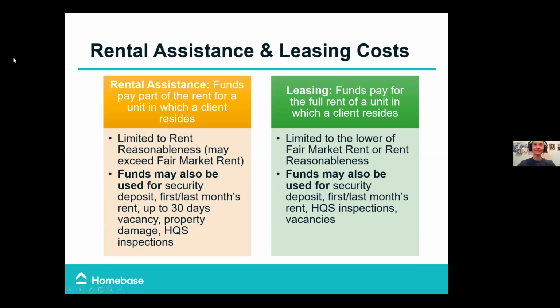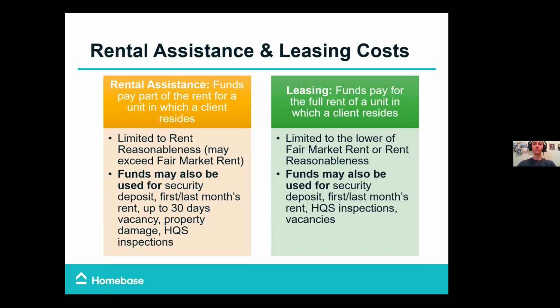Now looking at the other side of the slide, rental assistance funds can be used to make housing affordable by paying the difference between the actual rent for a unit and a percentage of a participant's income. With rental assistance funds, the rent must be reasonable, but it is not limited to fair market rent.